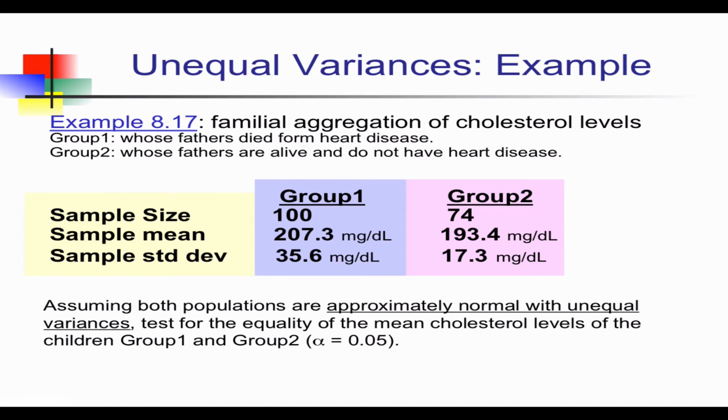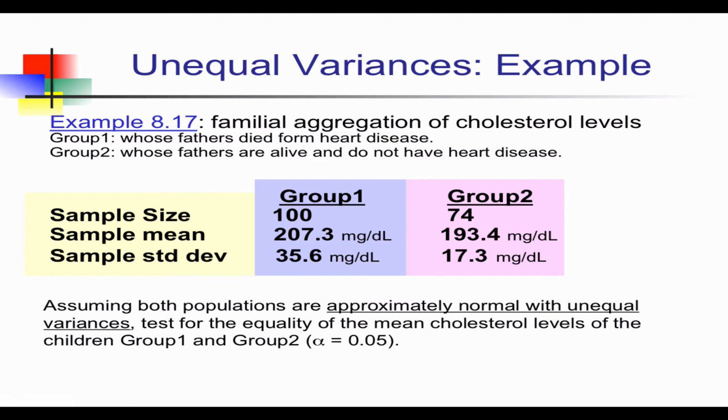Suppose you have two groups. Actually, it's not the same question. Suppose you have two groups and you want to compare the means of the two populations. Sample size is 100 versus 74. N1 is 100, N2 is 74. Sample mean is 207 versus 193. And then you have a sample standard deviation of 35 versus 17. So in this case, you can see that the sample standard deviation is quite different.